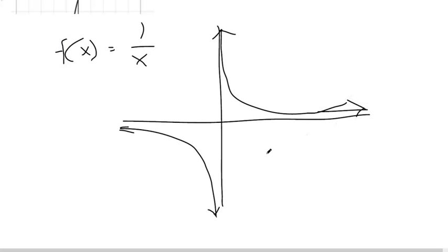Something like this. Okay, because as you get closer to 0, look, if you plug in negative 0.1, then 1 divided by negative 0.1 is negative 10, right? And if you plug in something really close, like 0.001, 1 divided by 0.001 is 1000, so it's a huge y value. The closer you get to 0, the bigger the numbers get. So that's the reciprocal function.